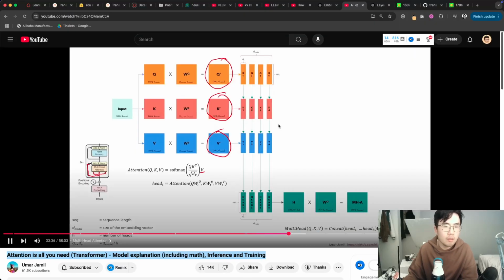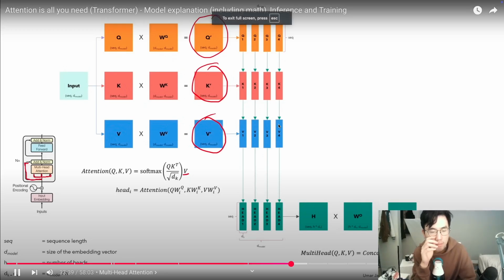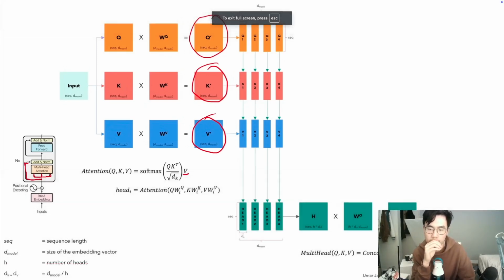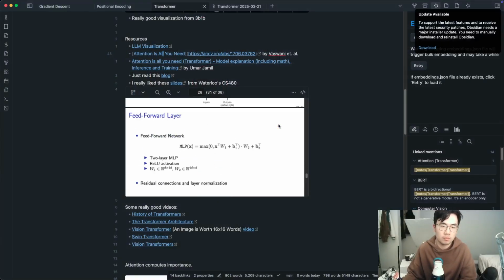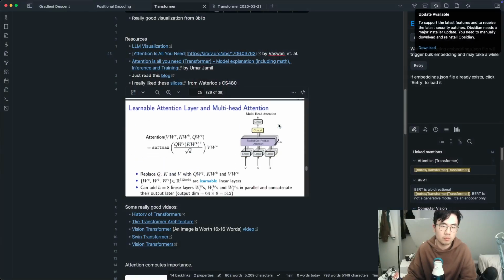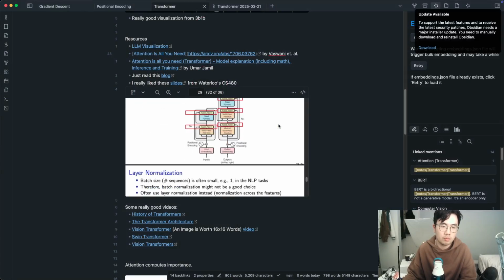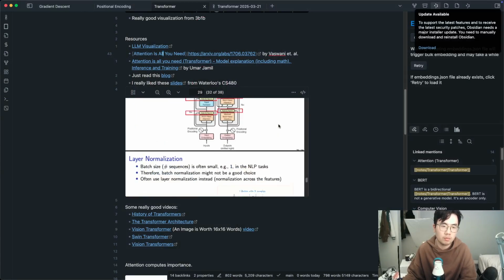One word may be a noun in some cases, maybe a verb in other cases, maybe an adverb in other cases, depending on the context. So what we want is that one head maybe learns to relate that word as a noun, another head maybe learns to relate that word as a verb, and another head learns to relate that word as an adjective. So this is why we want multi-head attention.